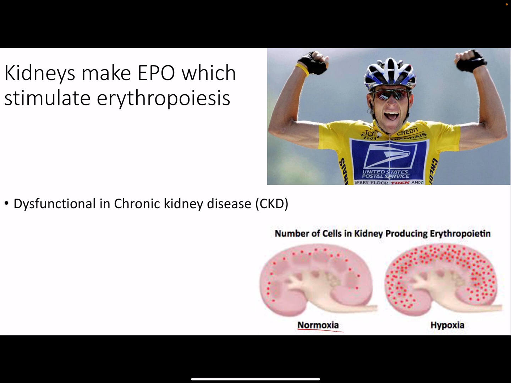So this would be normal. And if you're hypoxic, you're up in the mountains, you're not getting enough oxygen, your kidneys will produce more EPO so that your bone marrow will produce more red blood cells so that you can deliver more oxygen to your body. And obviously, blood doping, and many athletes have taken EPO to gain a competitive advantage. But if your kidneys suck, then you can't produce it.